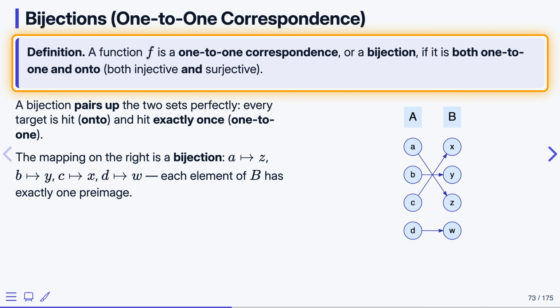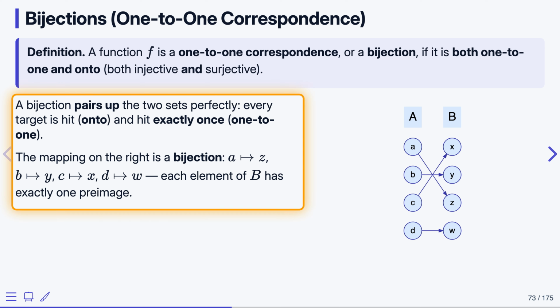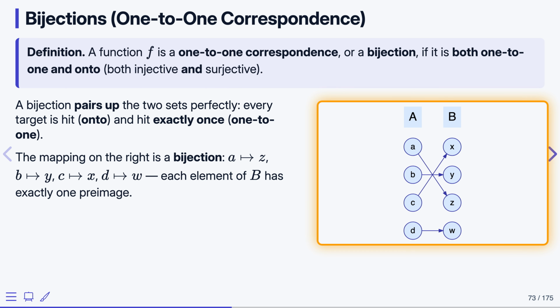The third special kind of function combines the two we just learned. A function is a one-to-one correspondence, or a bijection, if it is both one-to-one and onto. Think of a bijection as a perfect pairing between the two sets. Every target is used because the function is onto, and every target is used exactly once because the function is one-to-one.